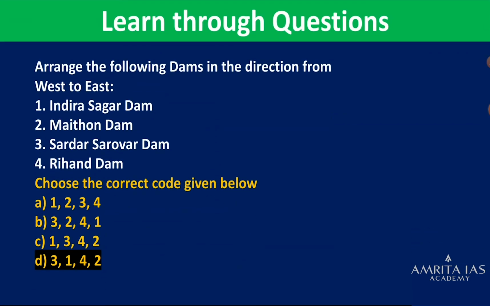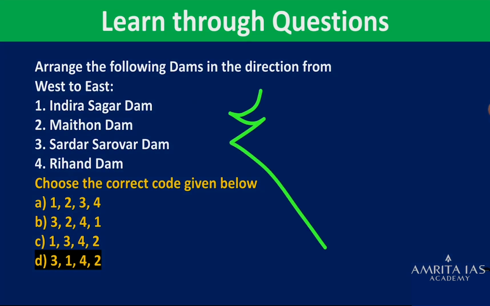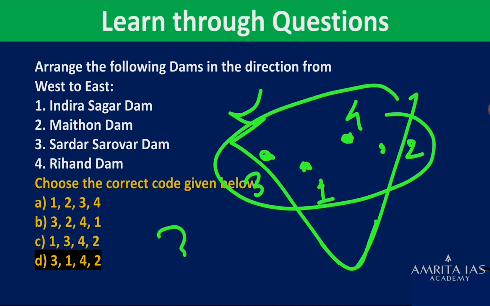So the answer is, first we'll have the westernmost side. Let us draw a map. The westernmost side we have seen Sardar Sarovar Dam, so number 3. Then we have the Indra Sagar Dam in the MP, that is 1. Then we have the Rihand Dam, that is number 4. Then we have the Maithan Dam, that is number 2. So answer will be 3, 1, 4, 2. So answer will be D.